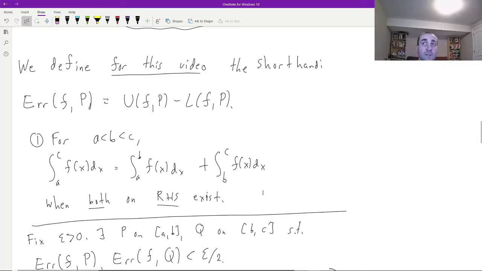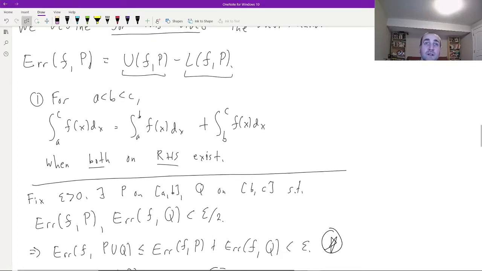For this video only, I'm going to define a little bit of shorthand for the next couple of arguments. I'm going to define the error of f, P, the error function, to be this upper bound function minus the lower bound function. It's just to stop me from writing U of f, P and L of f, P all the time. Great. So with all those preliminaries out of the way, let's start actually proving some theorems.